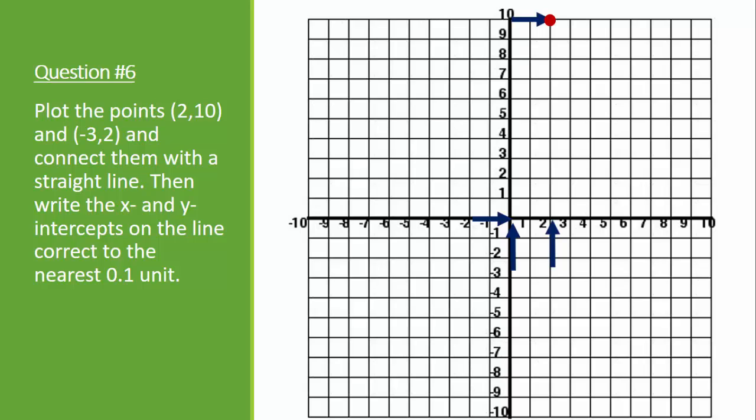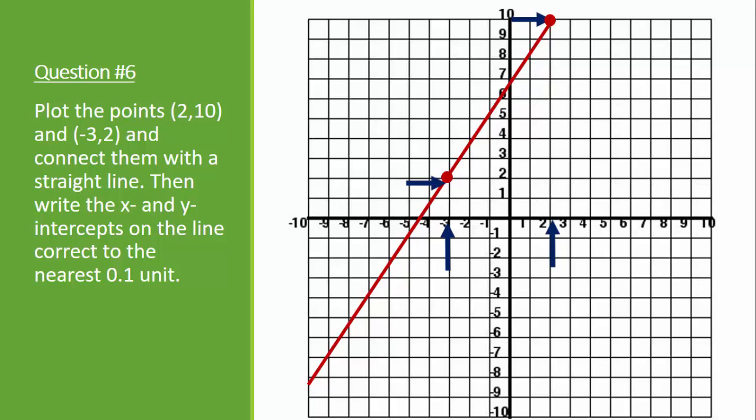The second point we're told to plot is (-3, 2). X is equal to negative 3, which means from the origin we're going to move to the left, or negative, 3 places. And then from that point we're going to move positive 2, or up 2. The place where these 2 points intersect is the point (-3, 2). Now we connect those two with a line, and that line goes on to infinity in both directions. We're just seeing a segment of that line depicted here on our graph paper.